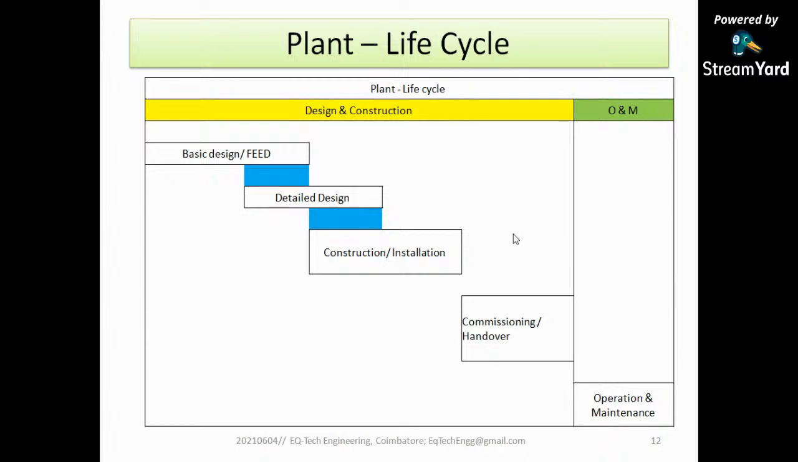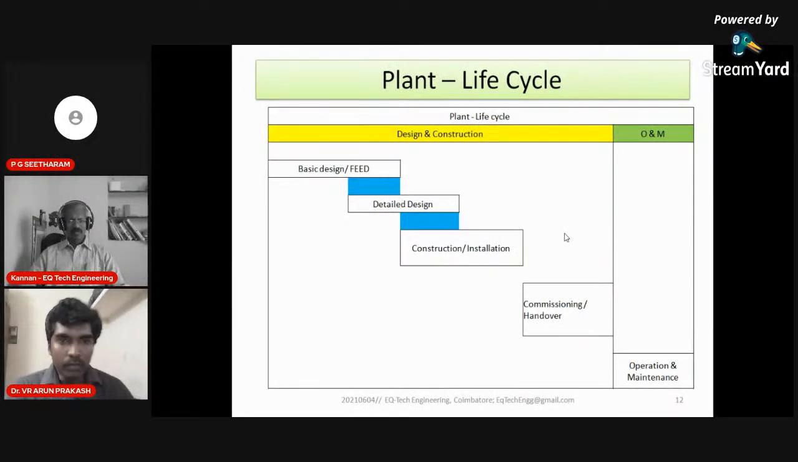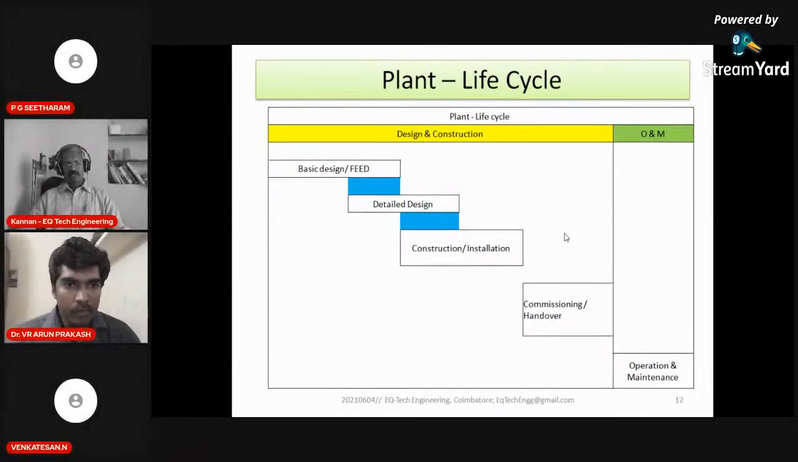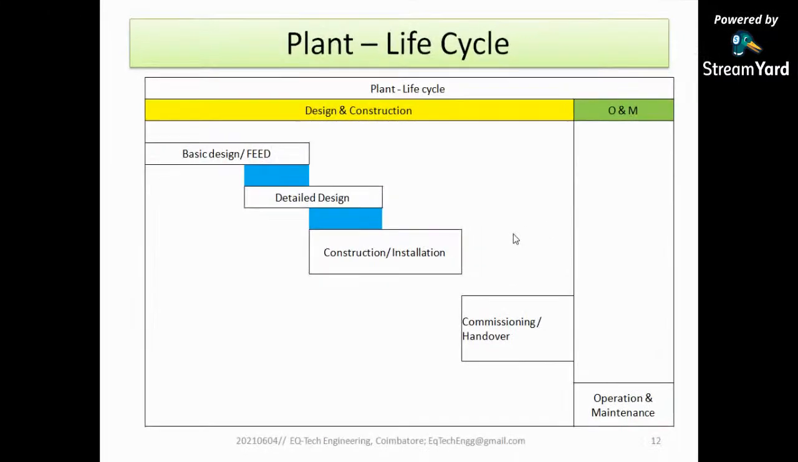In the design and construction phase, normally any project will have a basic design, or what we call front-end engineering and design, followed by detailed design, then followed by construction and installation. After installation of equipments and piping, we are ready to hand over to the operations for commissioning. And after commissioning, the operations and maintenance will take over the plant and start operating it.